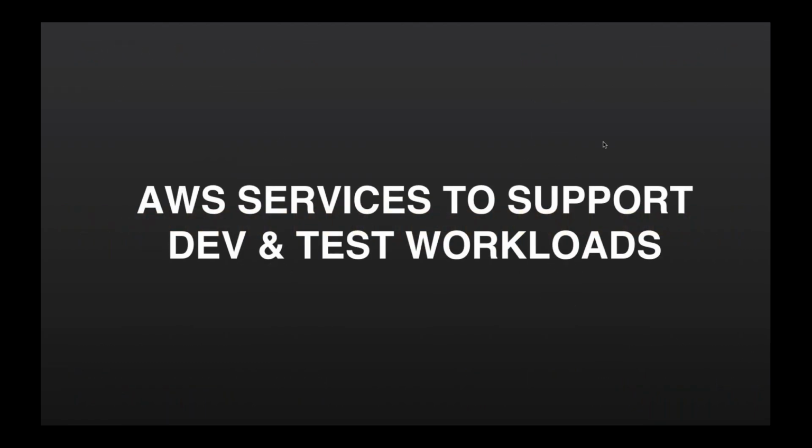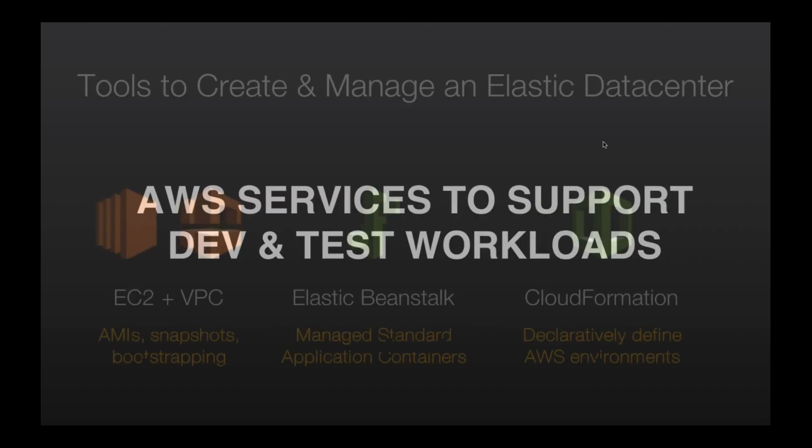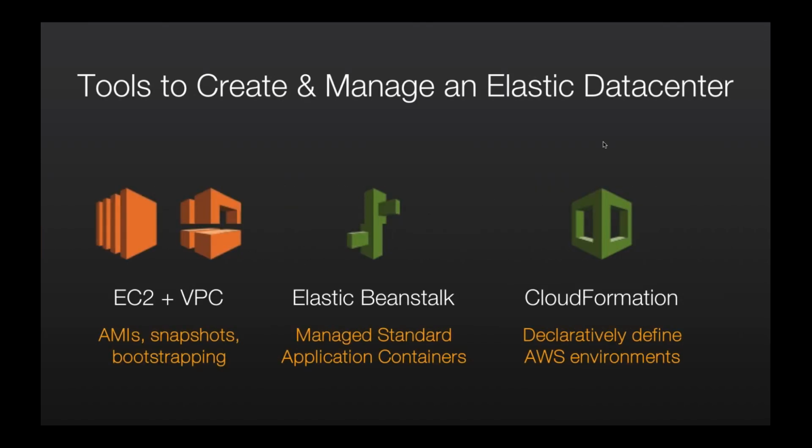So let's talk about AWS services that are essential to doing dev and test workloads. So first of all, EC2 and VPC. So EC2 is our virtual server service, and VPC is basically the software-defined networking component of EC2, and other services such as RDS, Redshift, Elasticache also run on top of VPC.